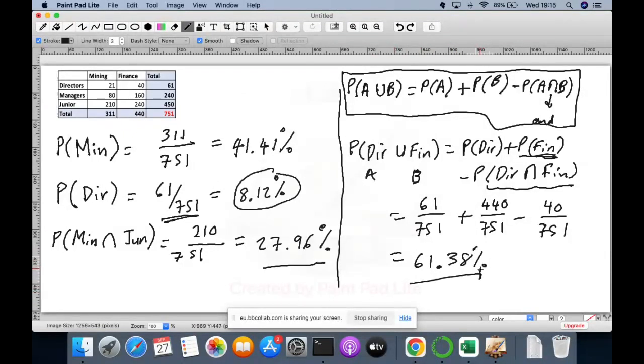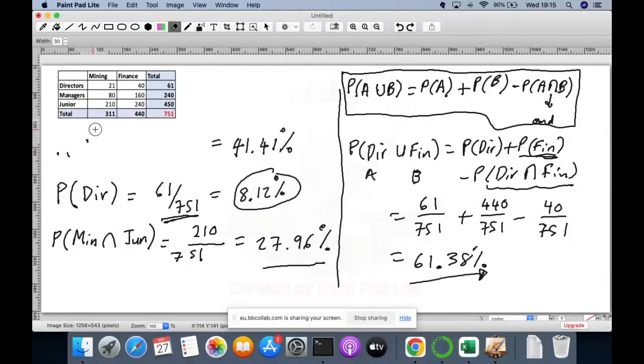All right, that's how you use the addition rule. The other probability I'm going to show you how to work out is the conditional probability. If you give me a second, I'm just going to clear this out so I can write on this part of the board.